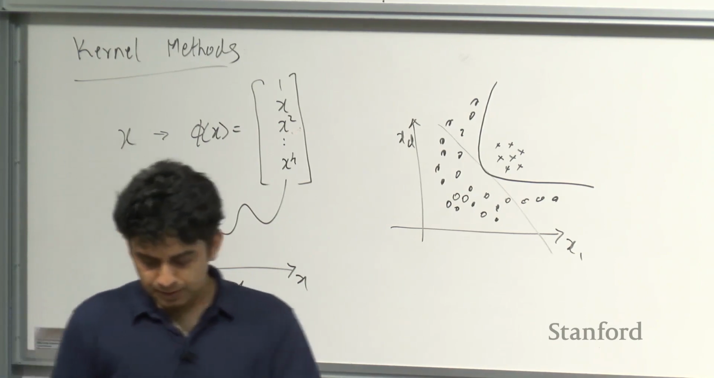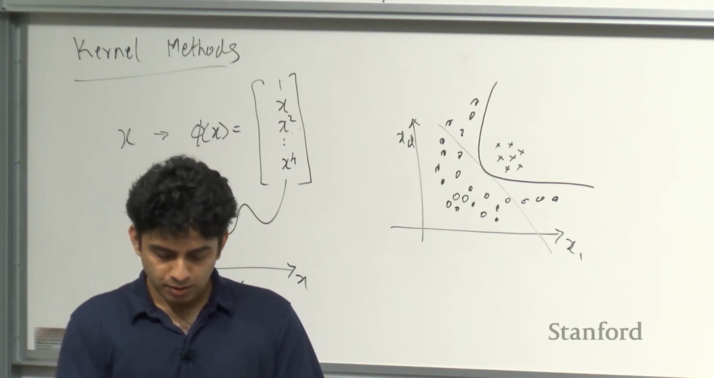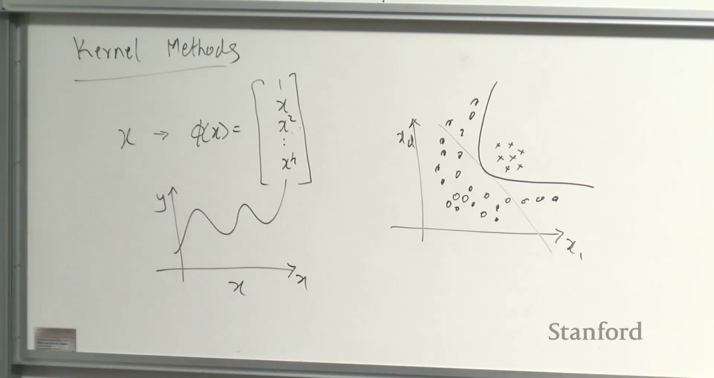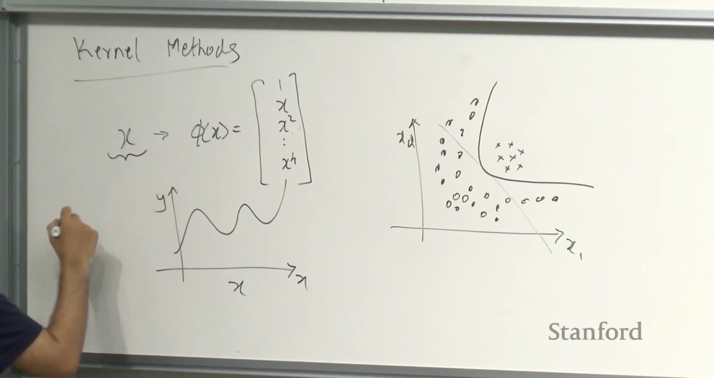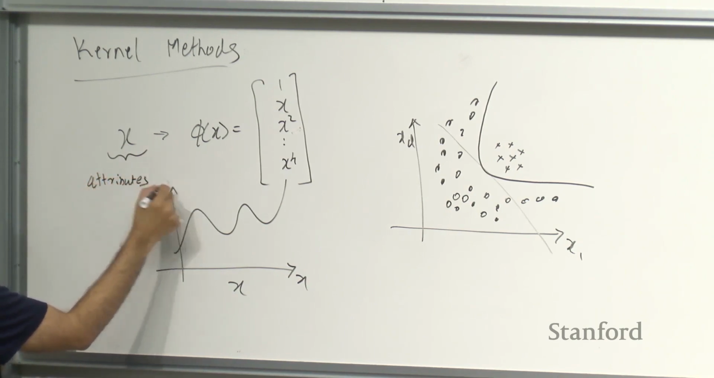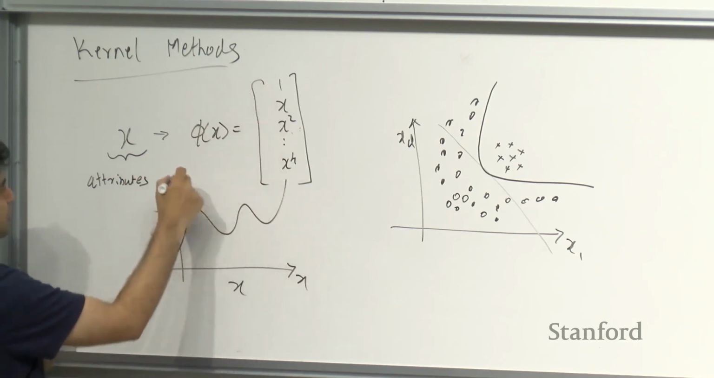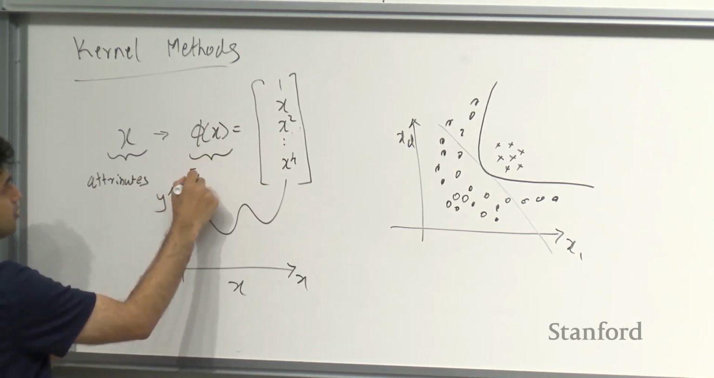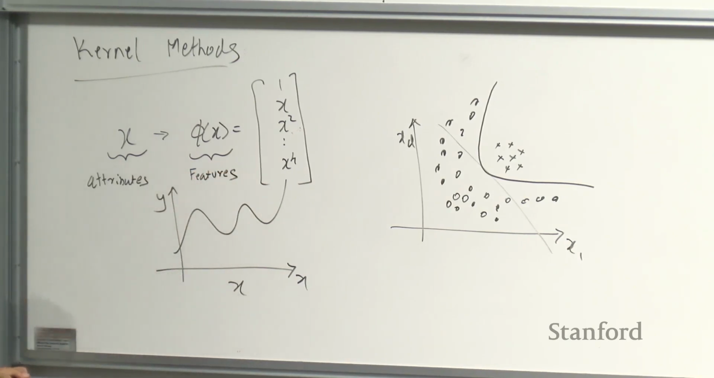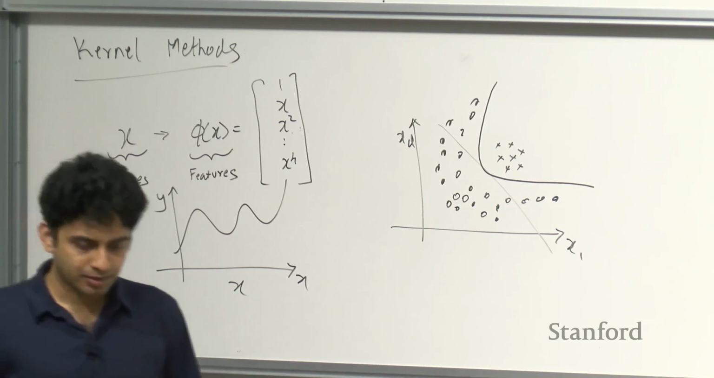In terms of terminology, the given x, we will call it attributes, and phi of x, which is the set of features, we will call features. And in cases when there are no feature maps, it's common to call x the features itself. Just think of your feature map as an identity function.